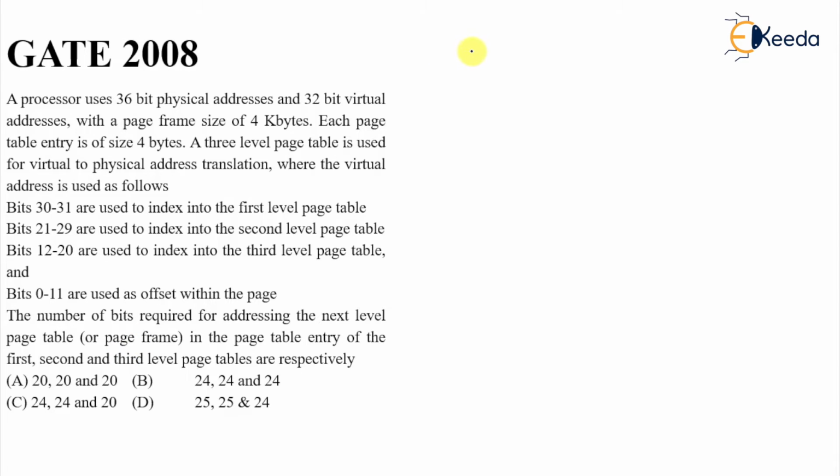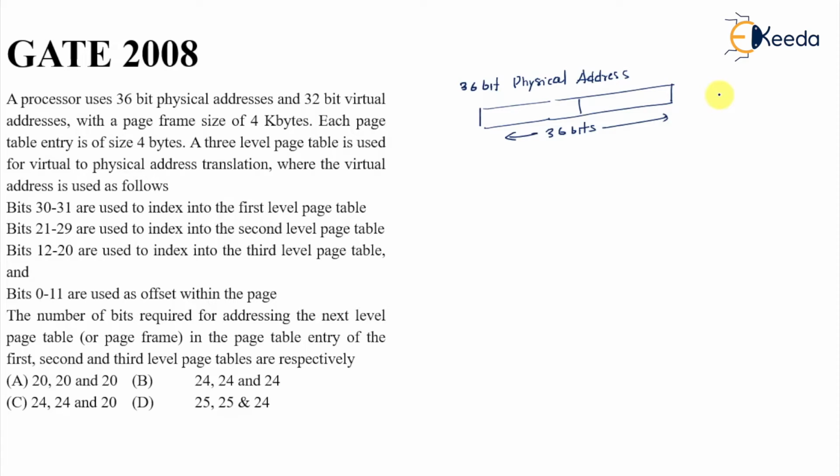A processor has 36-bit physical addresses, and a 4 kilobyte page size. So 4 kilobyte page size means that this will become 12 bits of byte addressable offset, and this will become 20 bits.